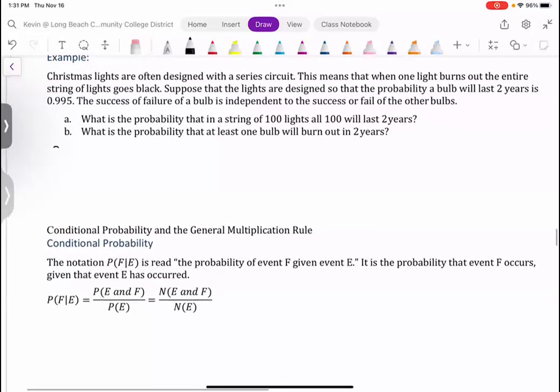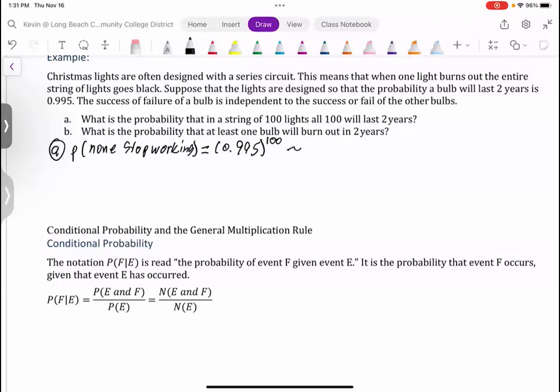So, part A says, what is the probability that in a string of 100 lights, all 100 will last 2 years? So this is the same as the probability none break, not break, stop working. Meaning they're all working. Well, that's going to be the 0.995 for each light bulb. So that's 0.995 times 0.995 times 0.995, exactly 100 times. So let's see what we get.